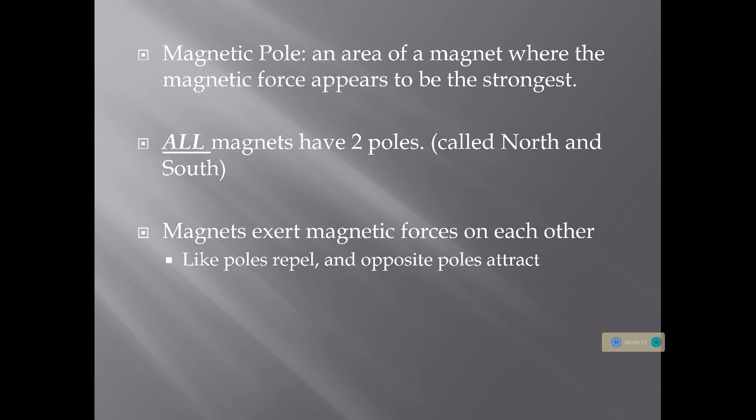So, magnetic poles. The magnetic pole is the area of the magnet where the magnetic force appears to be the strongest. Simply put, if you look at my magnet right here, this side and this side, the poles are either side.